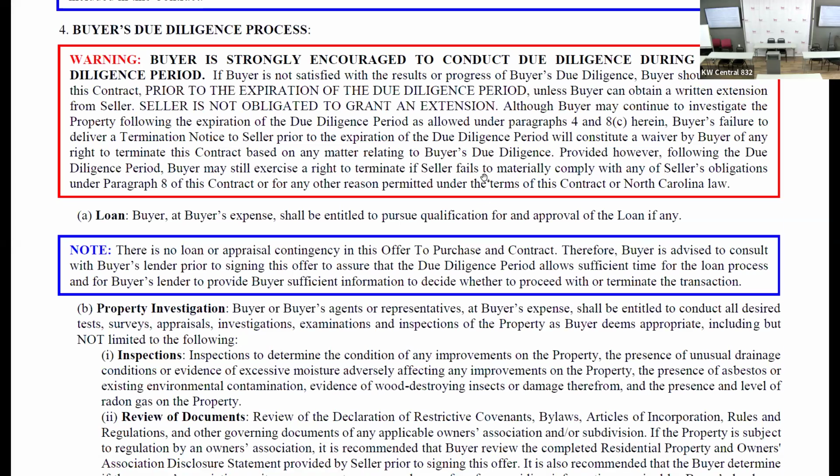Again, just a note, there is no loan or appraisal contingency in the offer to purchase. So appraising at or equal to the purchase price is not a condition to the buyer's performance under the contract unless it's an FHA or VA loan. And there's an addendum for that.